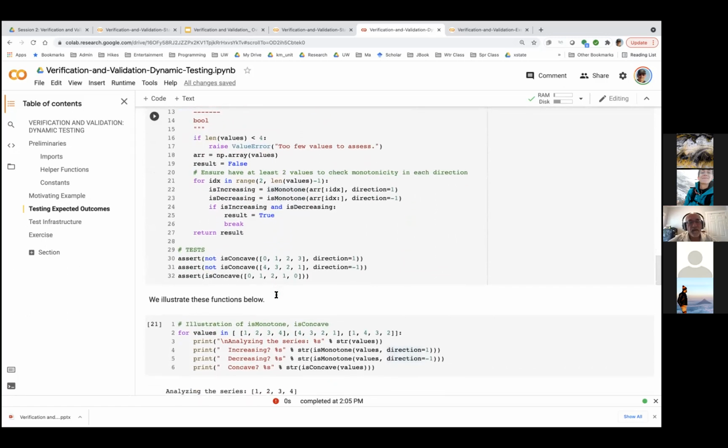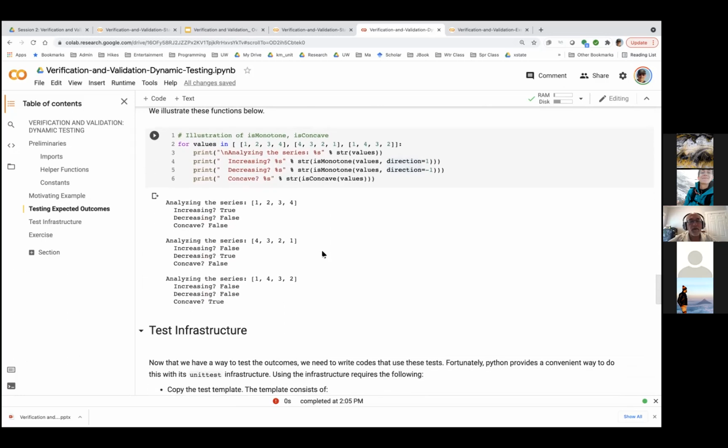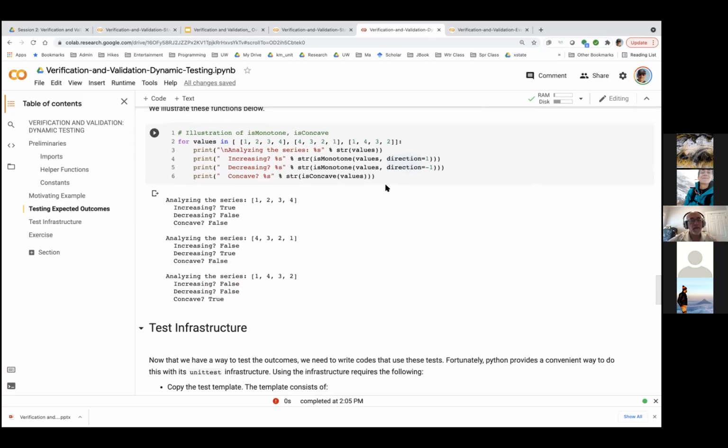So let's go down here and take a look at these over here. Actually, I guess I don't have one. Let's give an example with two. Okay, so you can see that 1, 4, 3, 2 is something that should be concave because it increases and then it starts to decrease. So you see that down here, that will be concave, and these other two are not.